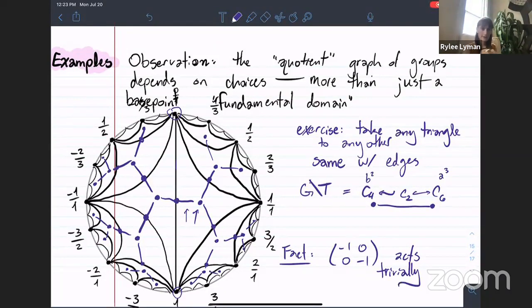Okay, so that's what the quotient graph of groups looks like for the action of SL2Z on the tree corresponding to the Farey diagram.